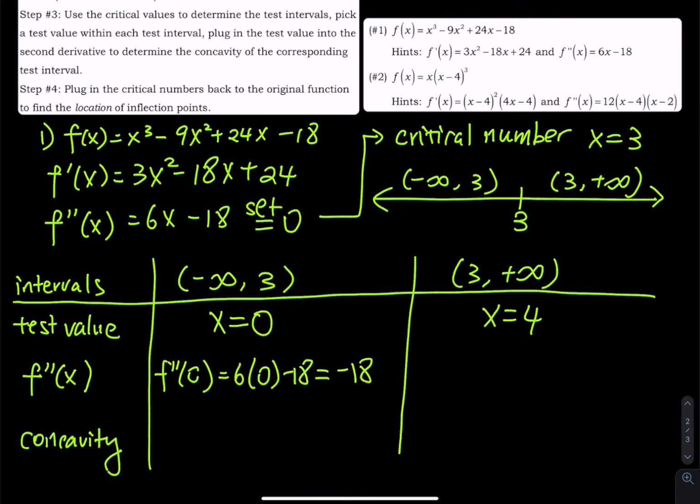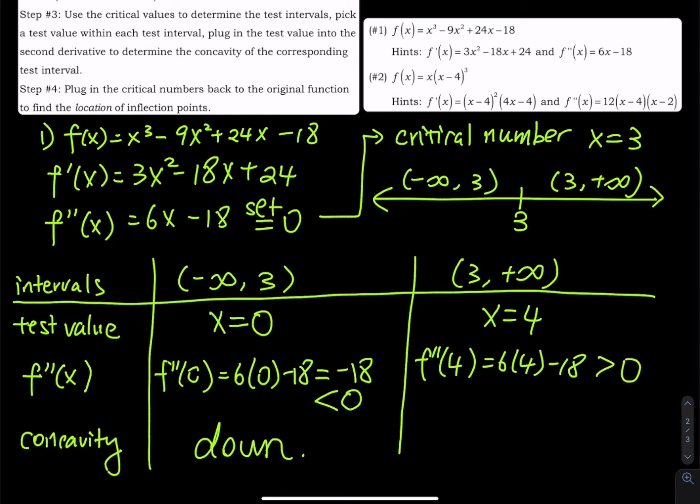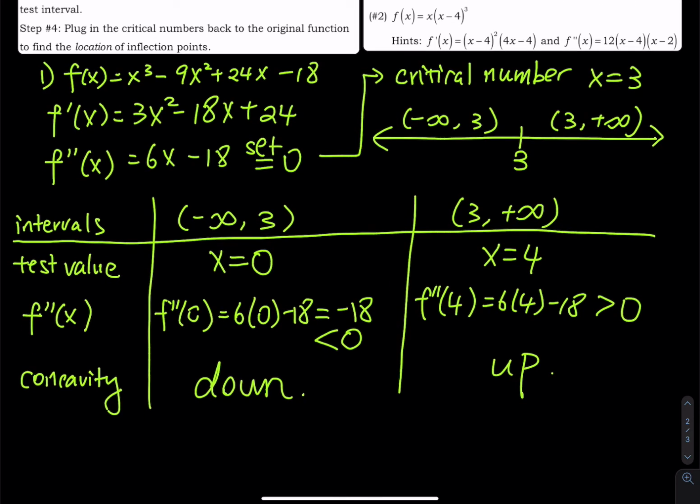Actually, I don't care what that equals. All I need to know is whether it is positive or negative. So negative 18 is less than 0, it is negative. So the function is concave down in that interval. For x equals 4, f double prime of 4 is 6 times 4 minus 18, that is greater than 0, so the function is concave up.